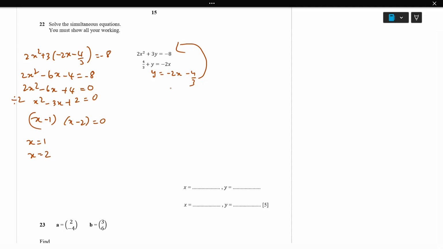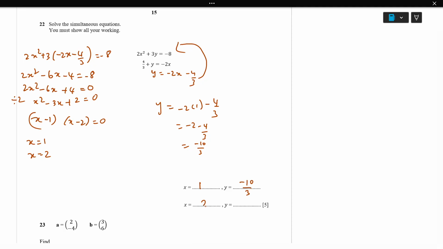First plug into the second equation, x = 1. So when you put x = 1, y = -2 times 1 minus 4/3, which is -2 - 4/3. Make the same denominator, it becomes -6/3 - 4/3 = -10/3. So -10/3.